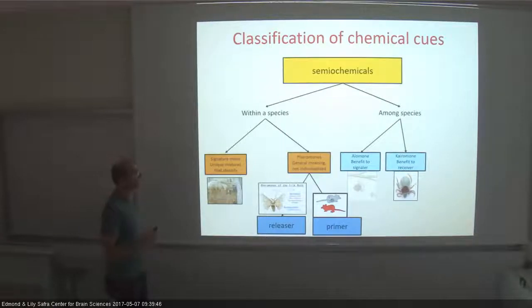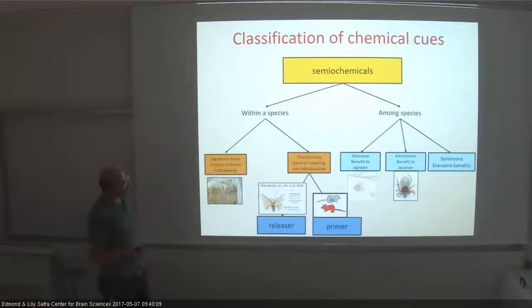Kairomone is the case where something is of benefit to the receiver. So for example, a tick. This is a deer tick that can identify the location of deer, and then based on their odors can latch onto them and suck their blood. So a given molecule can be either an allomone or a kairomone. It can play different roles in different contexts.